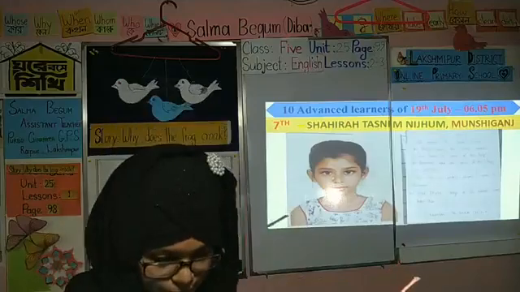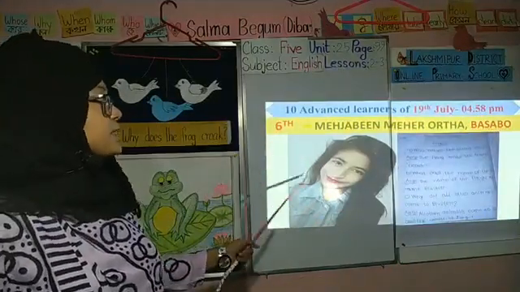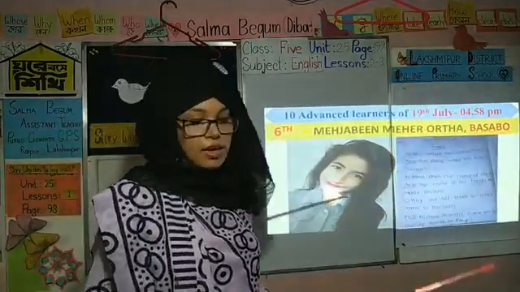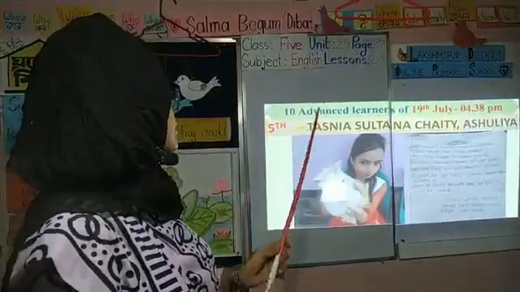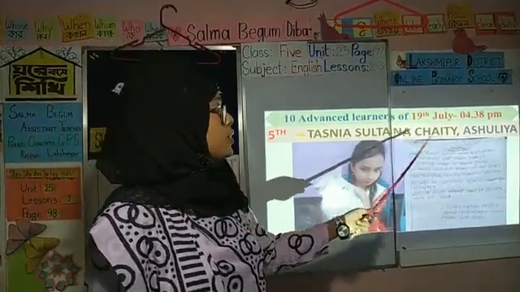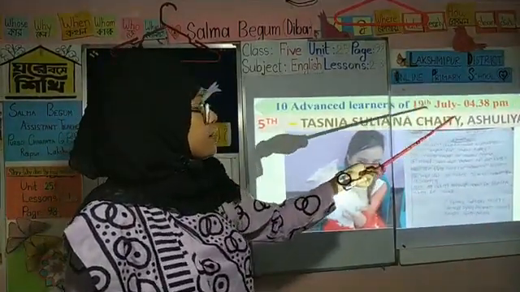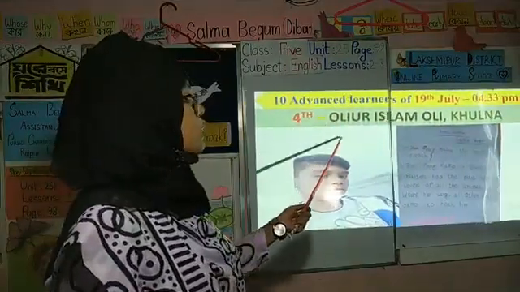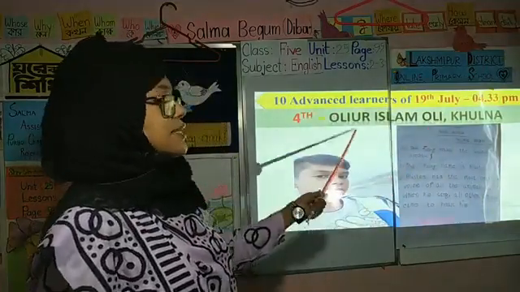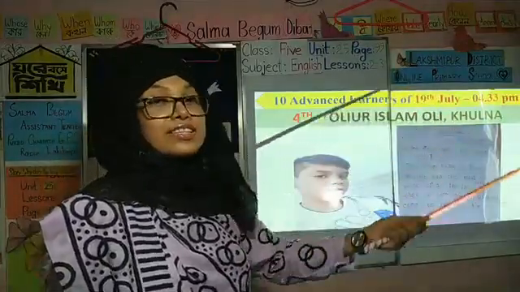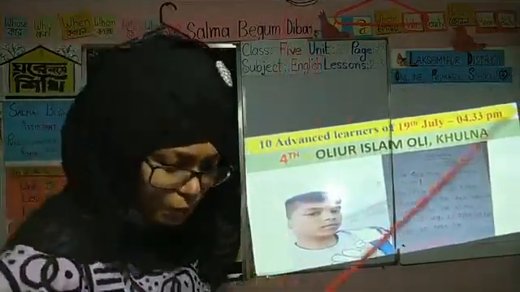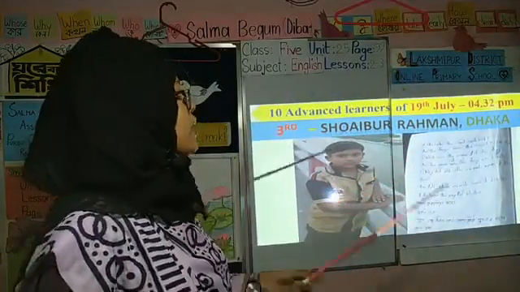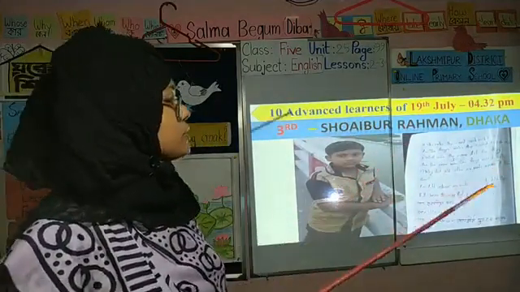Okay. Then we have the 6th position, Mehjabin Meher Ortho from Bashapur, Dhaka, and she has sent her homework at 4:58 p.m. Okay, then in 5th position, Tasnia Sultana Choiti from Ashulia, Dhaka, and she has sent her homework at 4:38 p.m. Okay, in 4th position, Olior Islam Oli from Khulna, and he has sent his homework at 4:33 p.m. That means a great competition you have, no? And in 3rd position, Shoaibur Rahman from Dhaka. And he has sent his homework at 4:32 p.m.